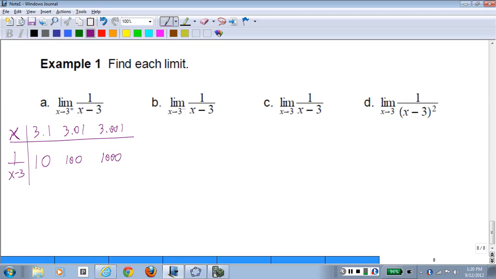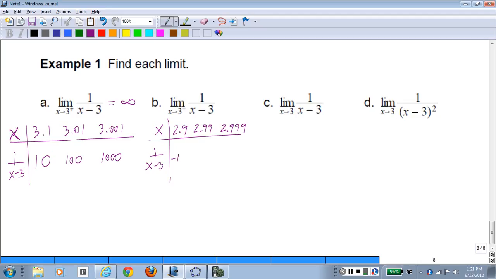So as we get closer to 3, the numbers grow larger: 10, 100, 1,000. And we don't have to consider what's going on the other side of 3, at least not until we get to the B part. So this equals positive infinity. It's just the one-sided limit. The other side is doing something else. Now if we say x and 1 over x minus 3, with 2.9, 2.99, 2.999, approaching 3 from the left.